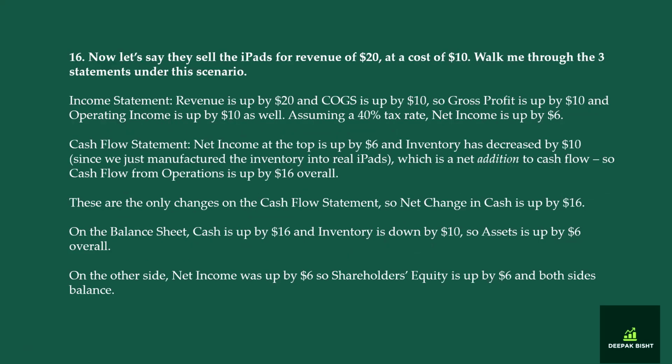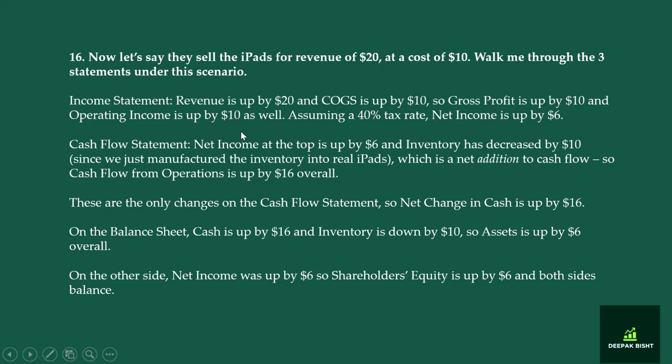The next question is a continuation of the previous question. Now let's say they sell iPads for revenue of $20 at a cost of $10. Walk me through the three statements. We have discussed a similar example earlier. So $20 is revenue and $10 is cost, so the gross margin will be $10.